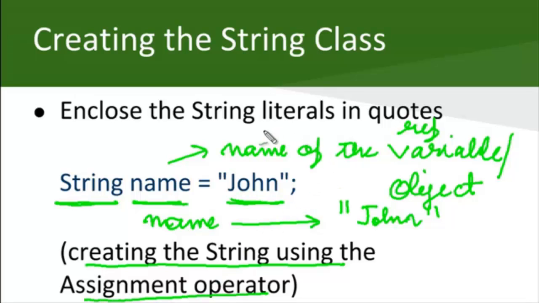So we'll again have a look. Start with defining the data type, that is String or the class String. Then write the name of the reference variable or the object, which I have taken as name itself, and use the assignment operator to assign it to the string. Enclose the sequence of characters within double quotes. So a string John will be created and name will be pointing towards John.